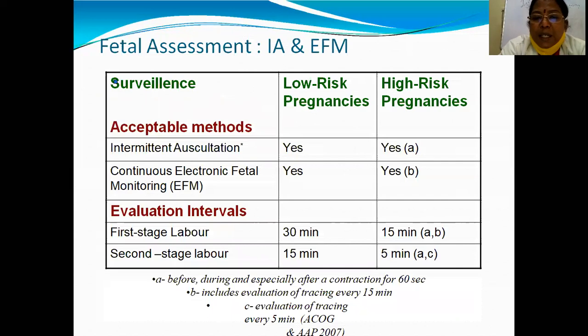So what are intermittent auscultation and external fetal monitoring? Acceptable methods in low risk and high risk pregnancies: intermittent auscultation is acceptable in both. But in high risk cases, as I said before, you auscultate before, during, and especially after the contraction. That is more important, after the uterine contraction. For 1 minute, you have to auscultate, complete 1 minute.